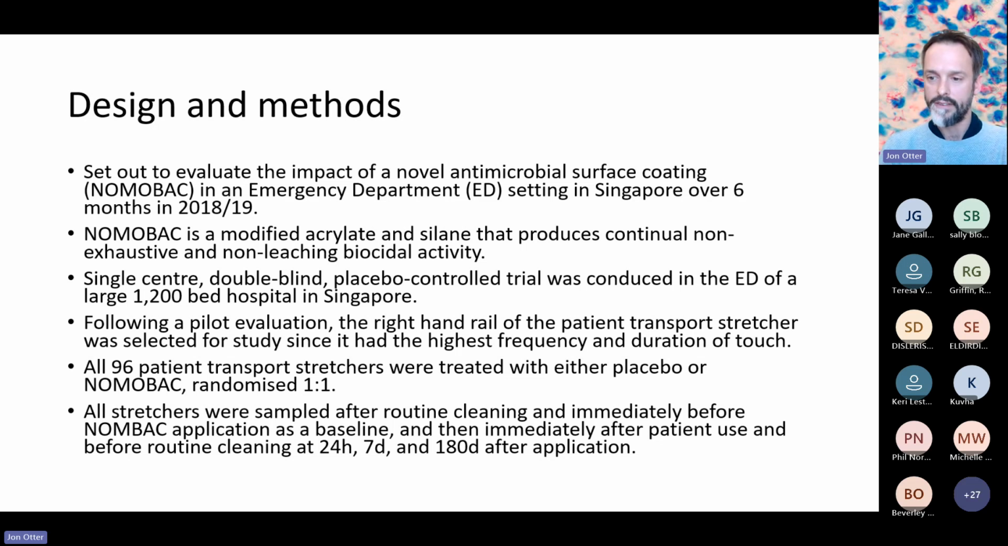They selected the right-hand rail of the patient transport stretcher as the most frequently touched surface for the longest in the ED. We'll look at some data from that in a minute. And then they included all 96 patient transport stretchers in the study, which were randomized 1-to-1 to placebo or the intervention. The stretchers were then sampled immediately after routine cleaning and before application as a baseline, and then immediately after patient use and before cleaning, at 24 hours, 7 days, and 180 days after application. So they were looking for a kind of worst-case challenge for this antimicrobial surface coating when they were sampling post-application.